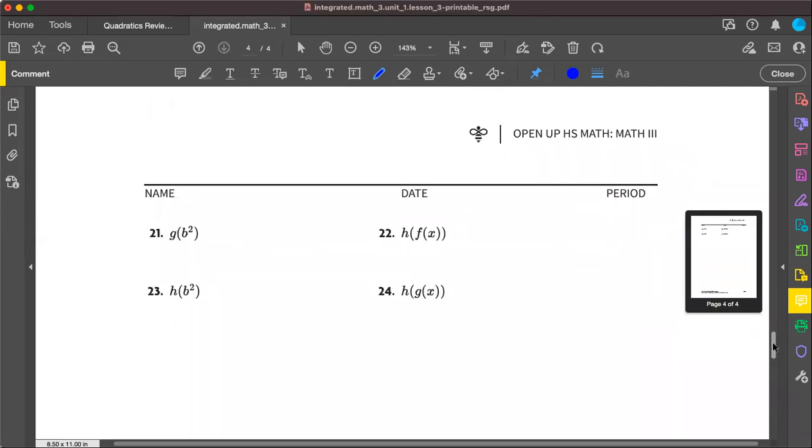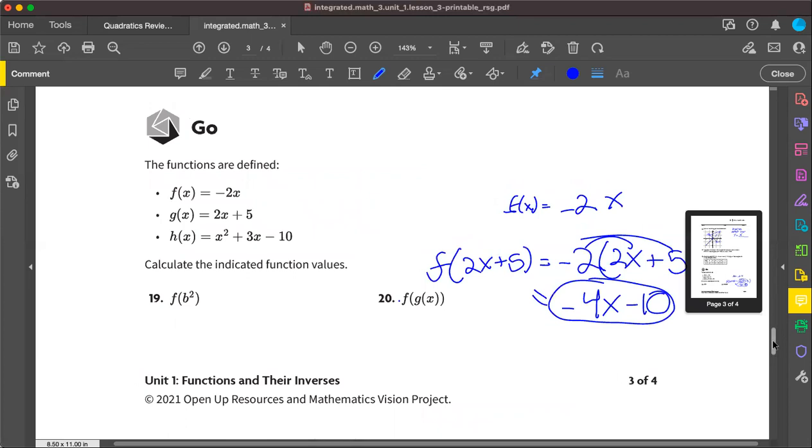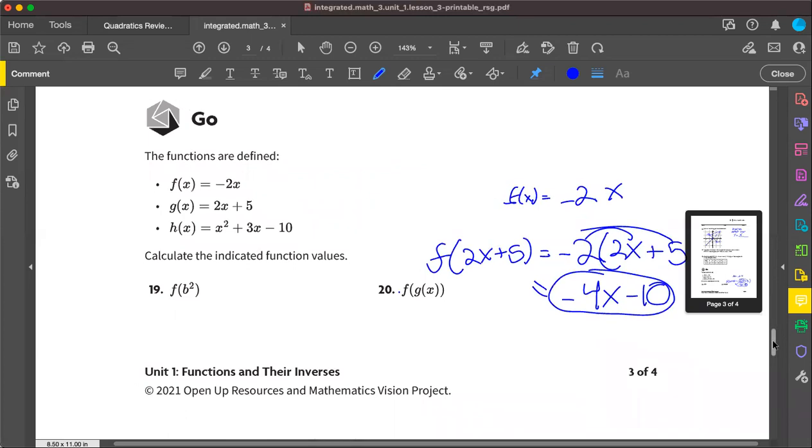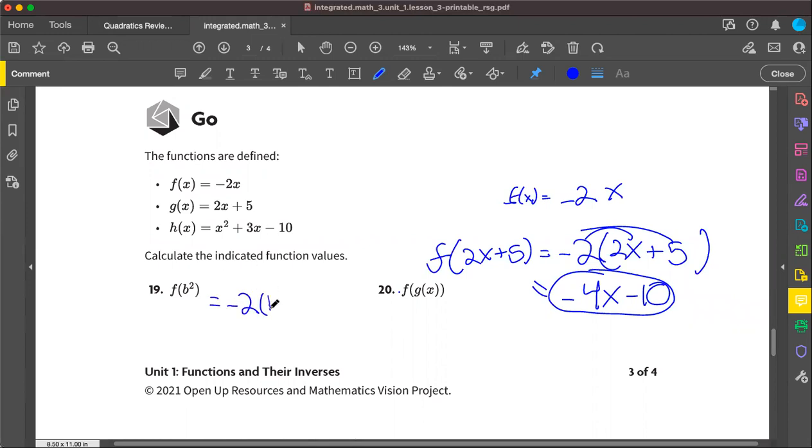Let's see if we can find one that has a little bit more going on with it. And of course, why would they write the equations again down here? This one's not too bad. f of b squared, whatever your input is, just put b squared. And luckily you don't have to simplify too much here. So just negative 2b squared is legit. The other problems aren't as bad.